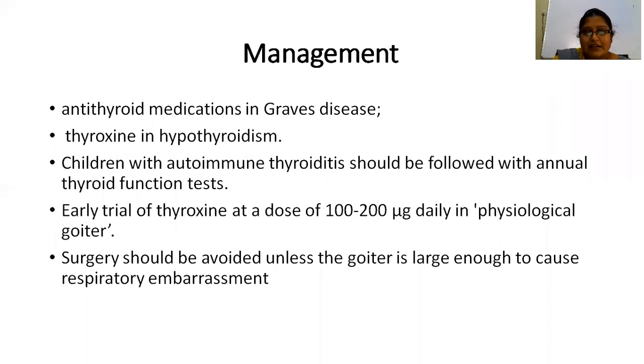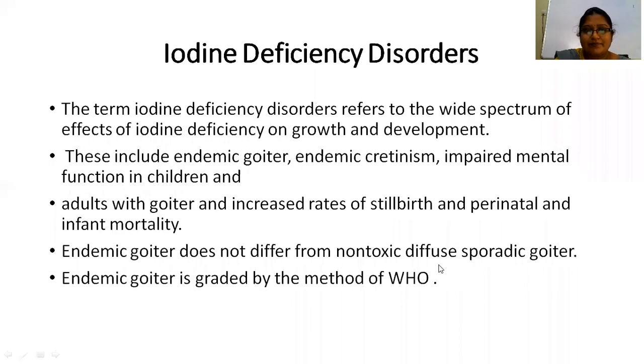Okay. Then there is an early trial of thyroxine at a dose of 100 to 200 microgram daily in physiological goiter. It can reduce it by 30% by the end of 2 years. Surgery should be avoided unless it is causing respiratory embarrassment. Next, coming to iodine deficiency disorders.